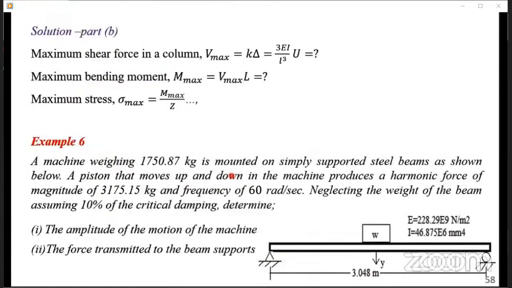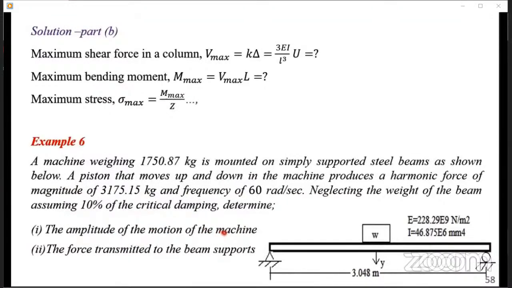So correct that. I was saying somebody should be able, by just reading the second sentence, to write the expression for the forcing function. Now you are told, if you neglect the weight of the beam and you assume 10% of critical damping, you have to determine, one, the amplitude of the motion of the machine.